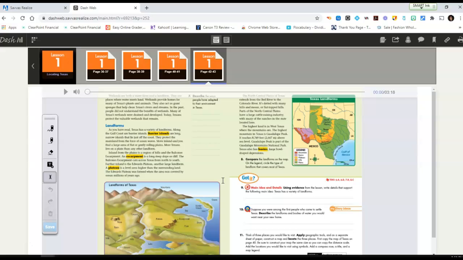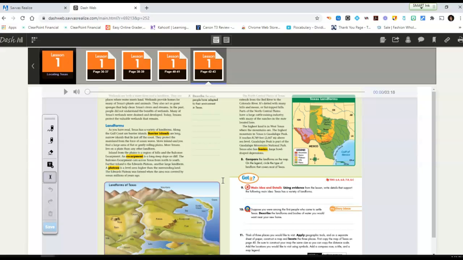The north-central plains of Texas extend from the Red River to the Colorado River. It's dotted with many hills and mesas, or flat-top hills. Parts of the north-central plains have a large cattle-raising industry, with many of the ranches in the state located here.